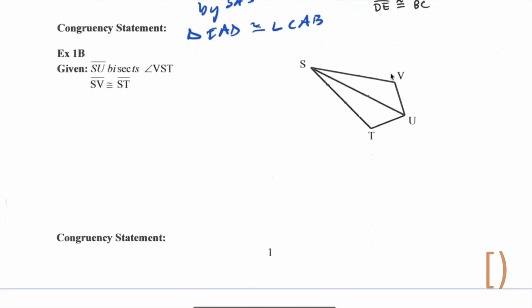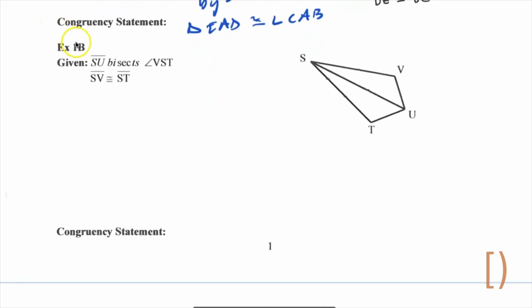Okay, let's do another one. In this congruency statement, SU bisects angle VST, and then SV is congruent to ST. So this is our given stuff. This is stuff we can start off with. So the first part, SU bisects VST. So this line here bisects VST. This green line bisects this purple angle, I should say.